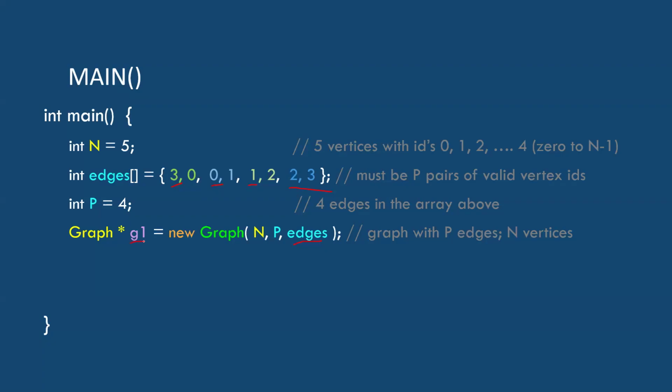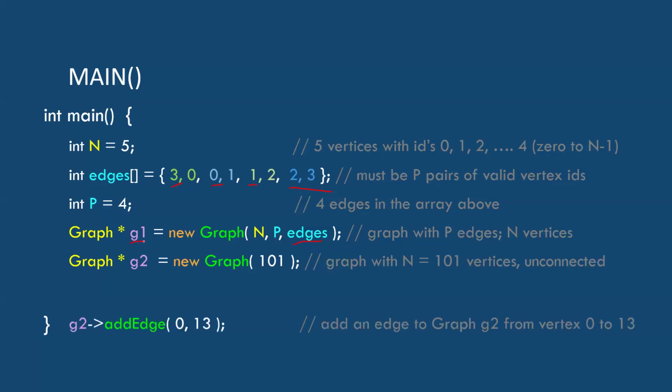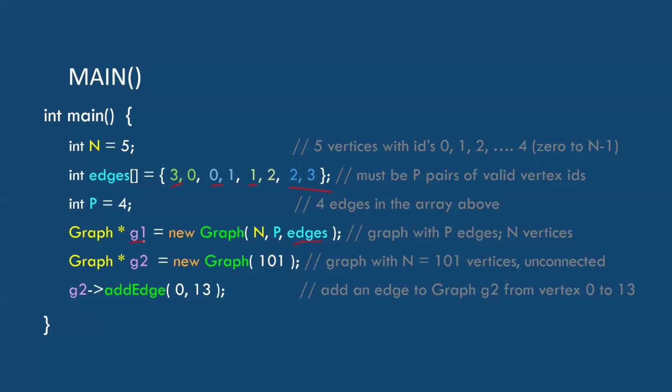And hopefully that's all nicely constructed. Here's graph 2. Graph 2 has 101 vertices, but none of them are connected. So that's us calling the first constructor. Okay. And we could do something like this. G2 arrow, add edge 0 to 13. Please connect vertex 0 to vertex 13 in this graph right here. Okay. That's the kind of code we want to be able to express at a high level in our main section.